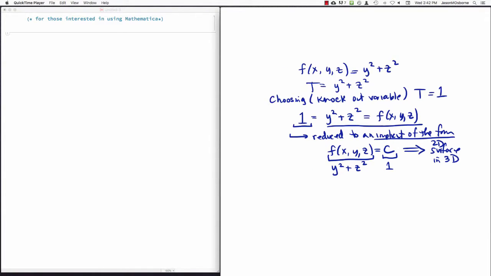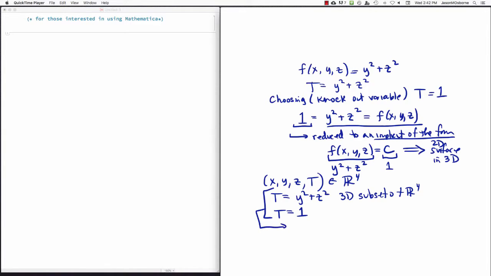Okay? So what we're getting at here is that when we had x, y, z and the variable t, that made us into R4, into four-dimensional space. But if you add the formula t is equal to y squared plus z squared, you're going to be a three-dimensional subset of four-dimensional space. And then if we go a step further and add another equation into the mix, for example t is equal to 1, these two taken together will reduce us down to a two-dimensional subset of R4.